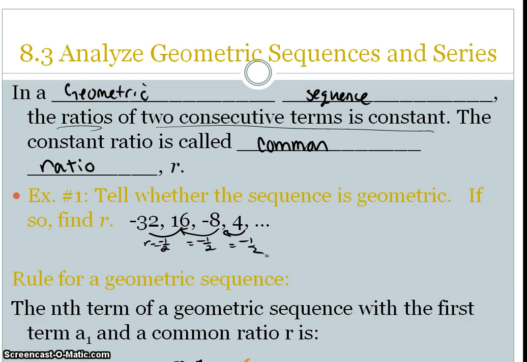So we have rules for a geometric sequence, and the rule for a geometric sequence is a sub n is a1, the first term, times r to the n minus 1. And specifically, just the r has the exponent. So you need to remember order of operations. Okay, so that's something you do need to memorize.